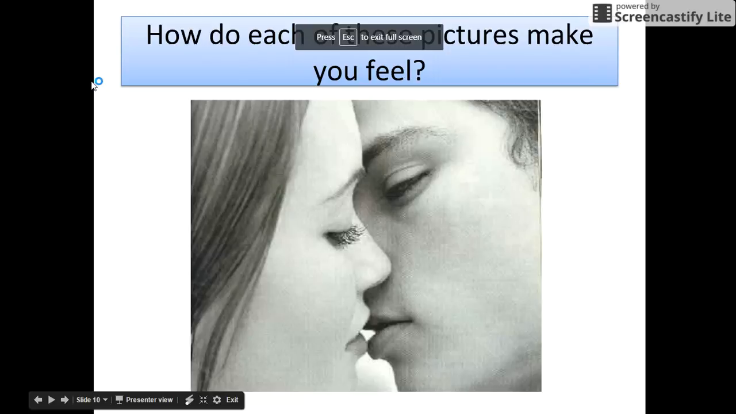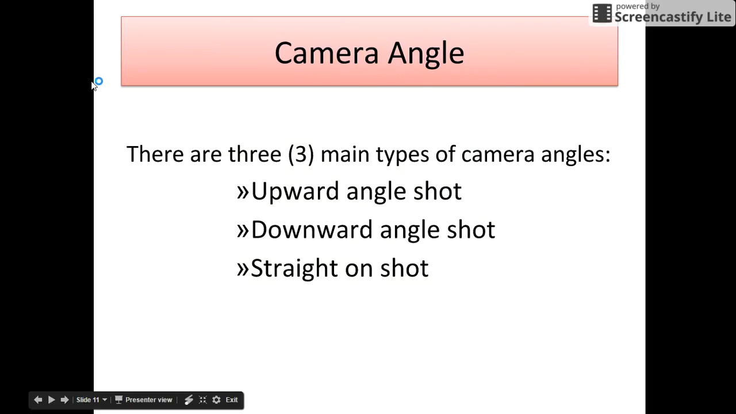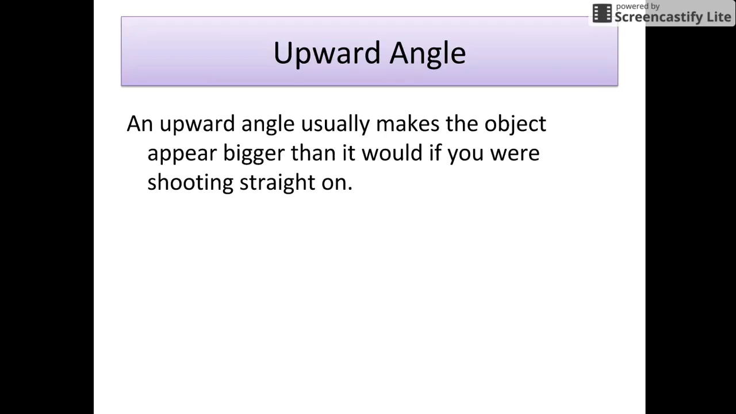So when we left off, we were talking about distance of shot. Now let's move on to talking about camera angles. Again, there are more than three camera angles, but just to make life simple, let's talk about the three main ones. So we have an upward angle shot, a downward angle shot, and a straight on or level shot.